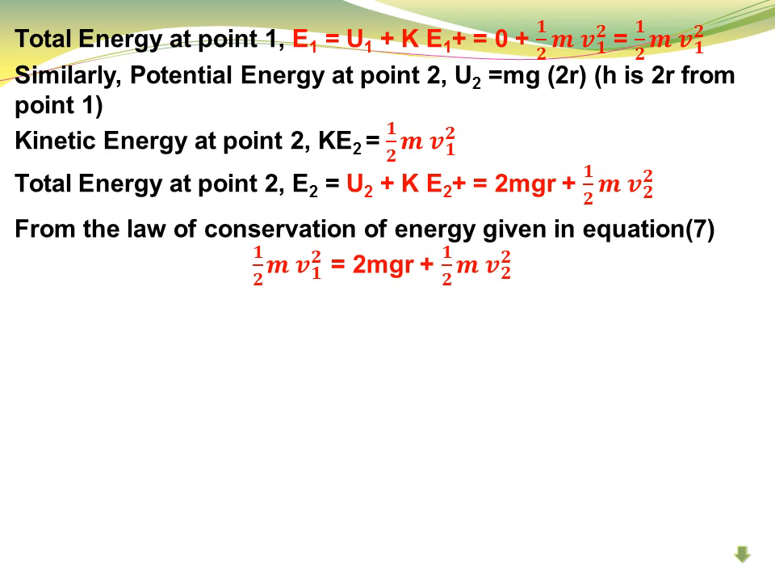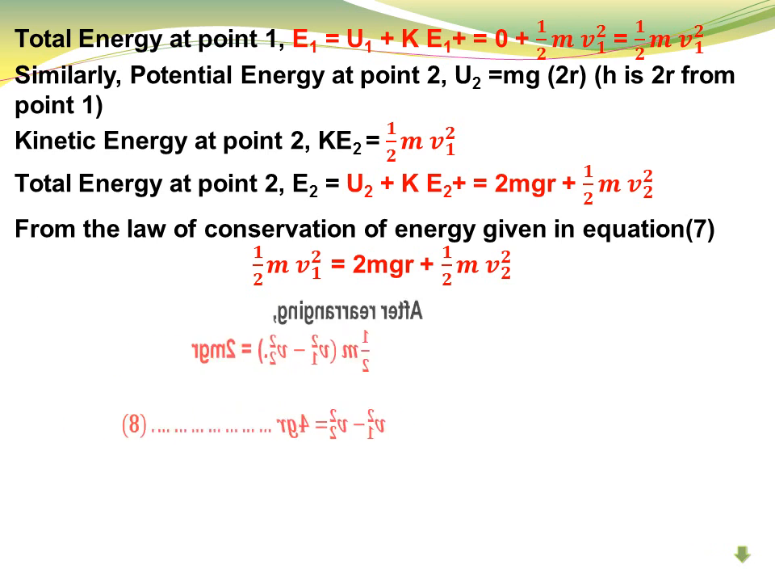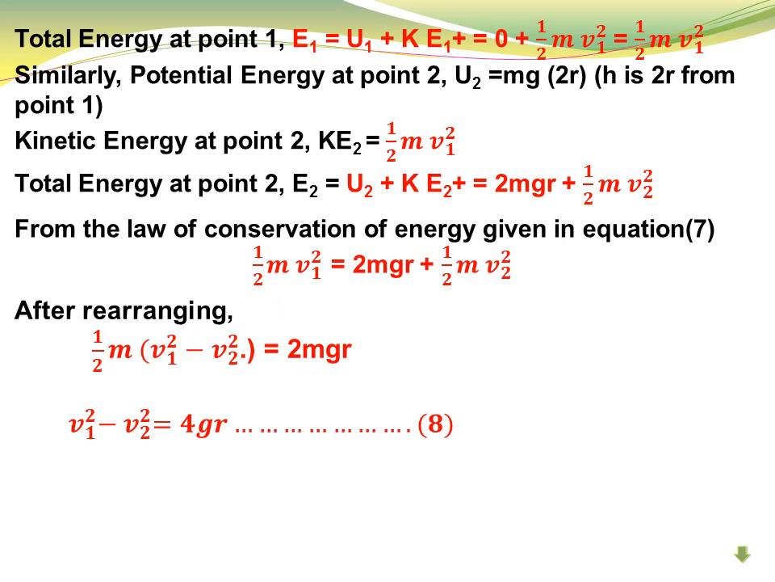From the law of conservation of energy, given in equation 7, we get 1/2 m v1 squared is equal to 2mgr plus 1/2 m v2 squared. After rearranging, we get 1/2 m (v1 squared minus v2 squared) equal to 2mgr. Taking the 2 to the right-hand side and cancelling m on both sides, we get v1 squared minus v2 squared is equal to 4gr. Let us consider this as equation number 8.